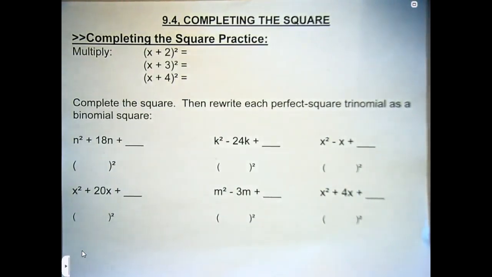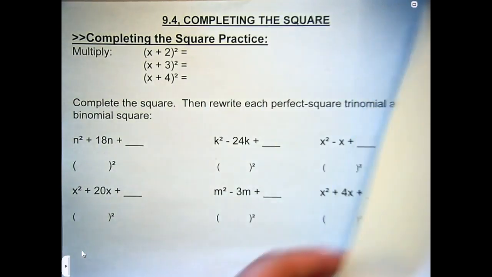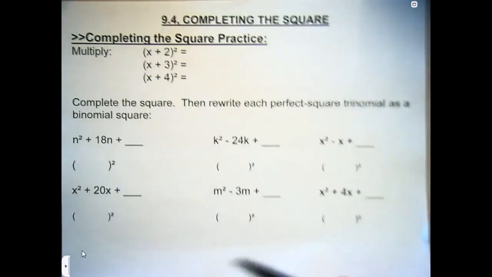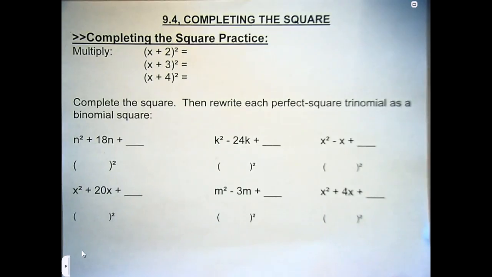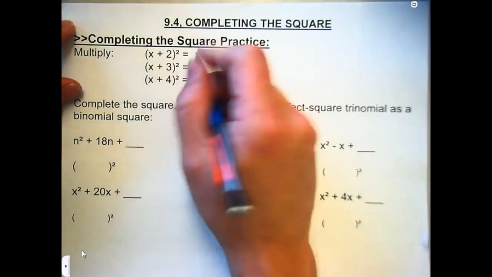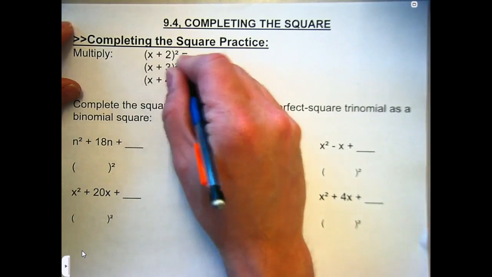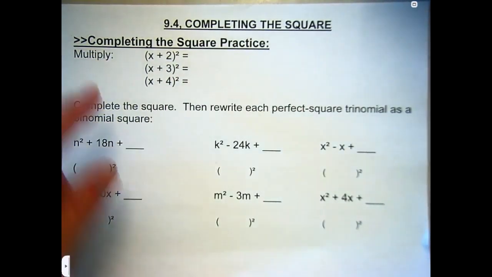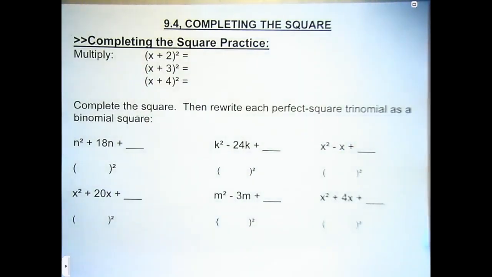Hey, today we're doing completing the square. And in completing the square, it's important that you're able to multiply polynomials out, that you're able to understand what happens when you have a perfect square polynomial. Okay, so the first thing I want to do is go ahead and multiply (x + 2) squared out. This is your note page, by the way, so go ahead and work on that first part together there.